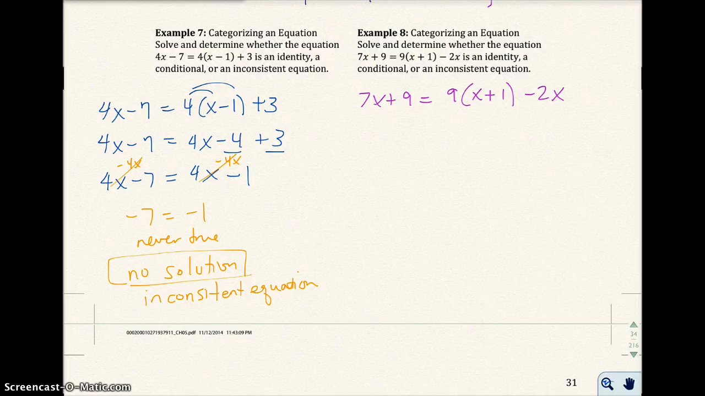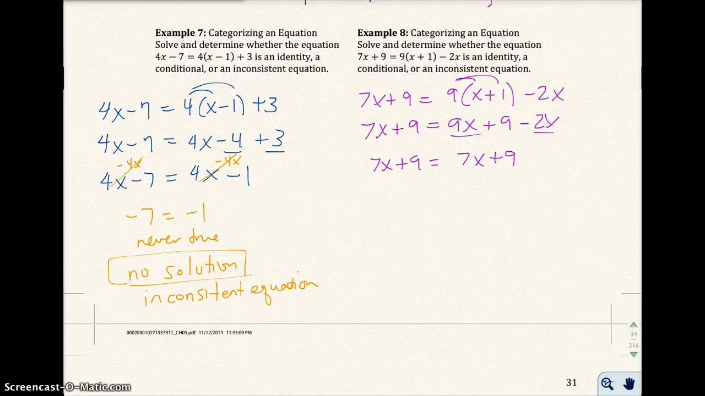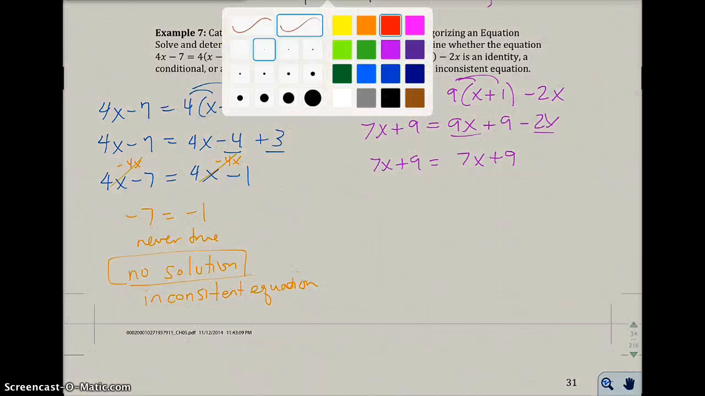For example 8, I have 7x plus 9 equals 9 times x plus 1 minus 2x. Again, I don't see anything right away, so I treat it like a normal equation and try to solve for x. On this side, I'm going to use the distributive property. I get 9x plus 9, then minus 2x. Combine like terms, and I get 7x plus 9 equals 7x plus 9. I can hear myself say 7x plus 9 equals 7x plus 9. If you see right away that that's an identity equation, great. If you don't, then you keep solving it.